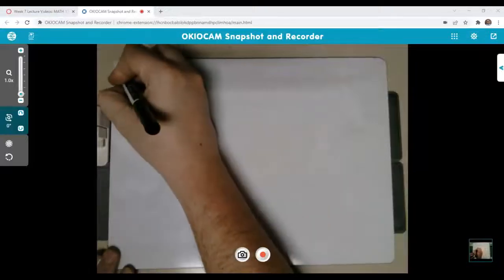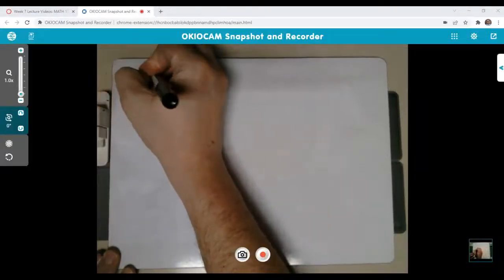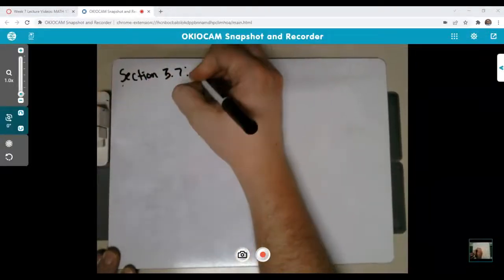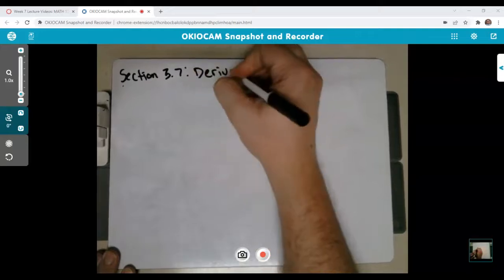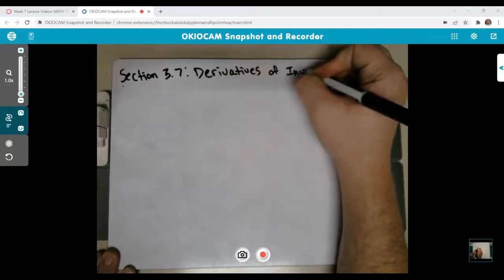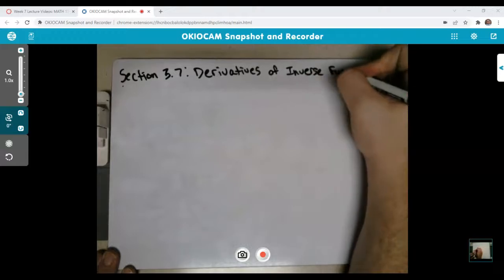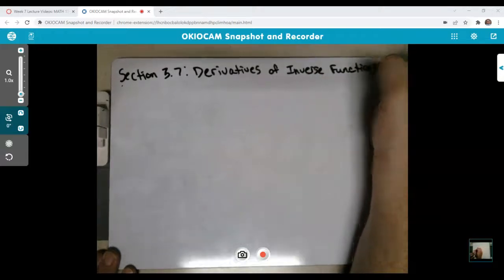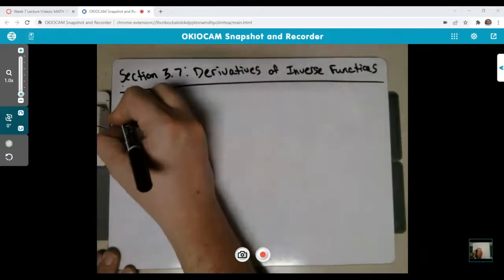Alright, we can now move on to section 3.7, which is derivatives of inverse functions. And we're starting this out with a theorem.